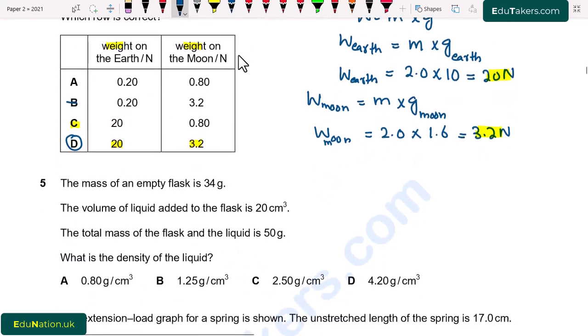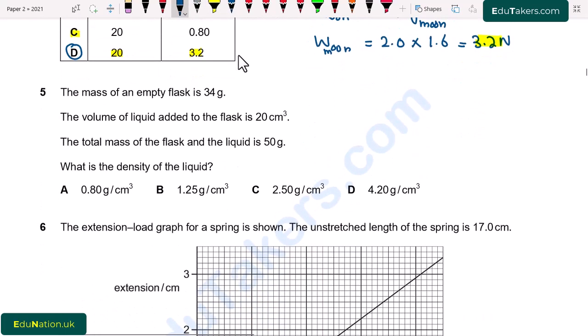Question number 5. The mass of an empty flask is 34 gram. The volume of the liquid added to the flask is 20 cubic centimeter. The total mass of the flask and liquid is 50 gram. What is the density of the liquid?